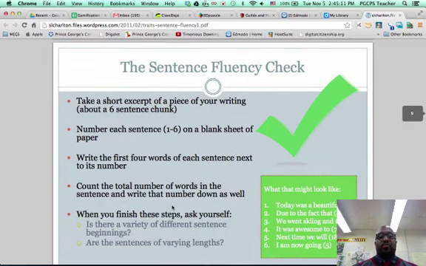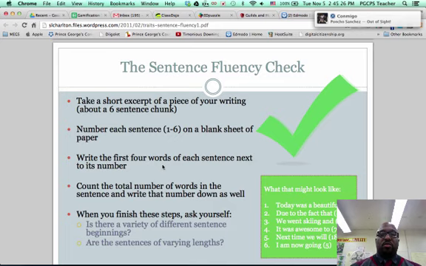All right, so here is a very good tool to use. It's called the Sentence Fluency Check. You take a short excerpt of a piece of your writing, about 6 sentences. You want to number each sentence, and we'll do this in class, 1 through 6. Write the first 4 words of each sentence next to its number. Count the total number of words in the sentence and write that number down. And then when you finish, ask yourself this: are you using a variety of different sentence beginnings, or are the sentences varying in length?